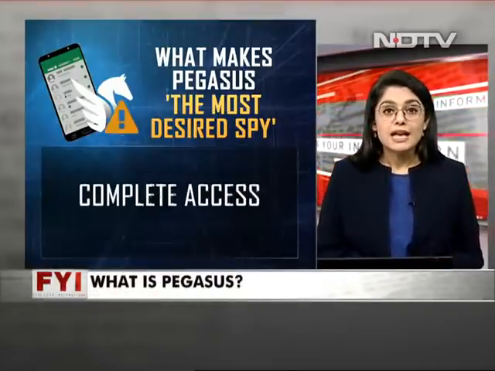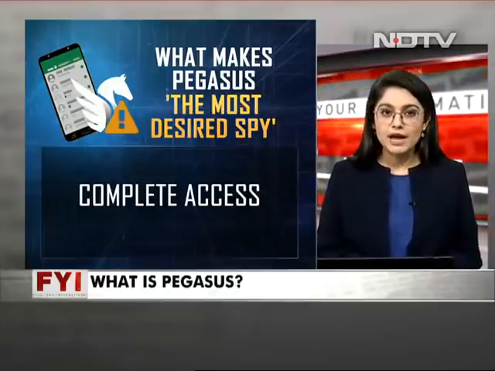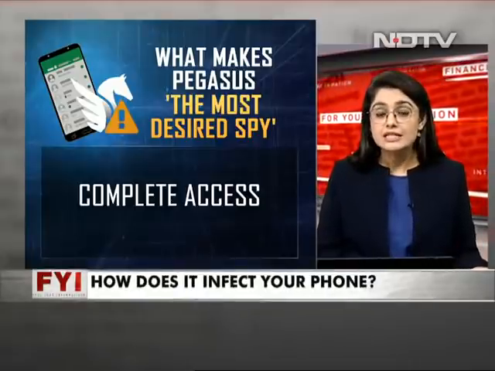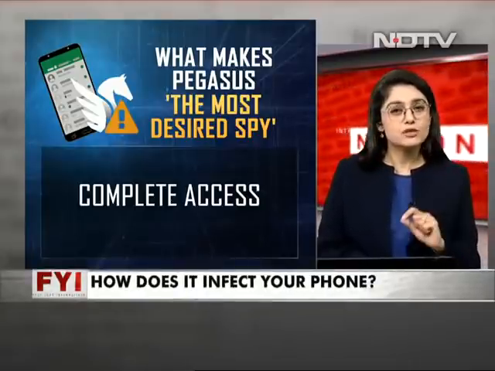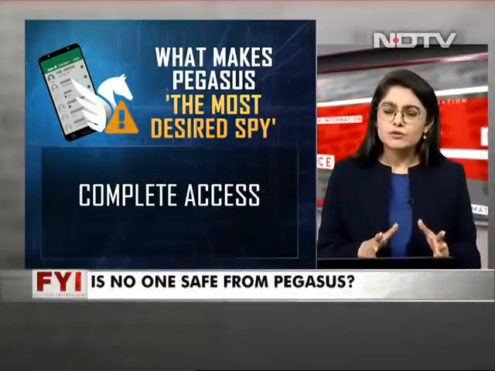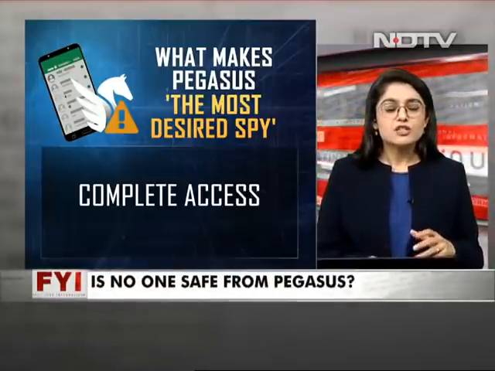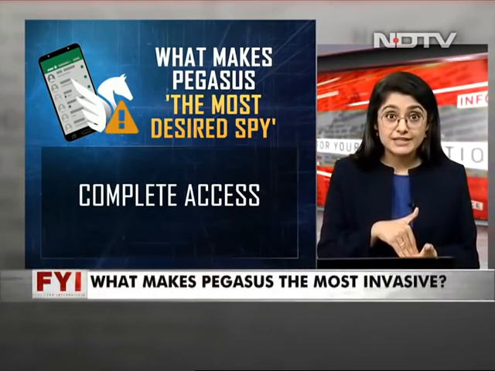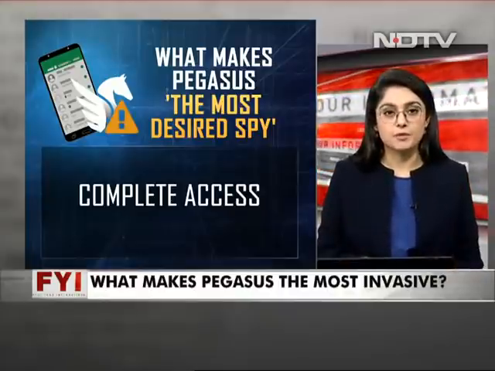Number 4 is access to your entire phone and your entire life with it. End-to-end encrypted apps don't stand a chance, as Pegasus attaches itself to what is called the kernel of the device, which, to give you an analogy, is the heart of the operating system. Once that is infected, the entire system is compromised.